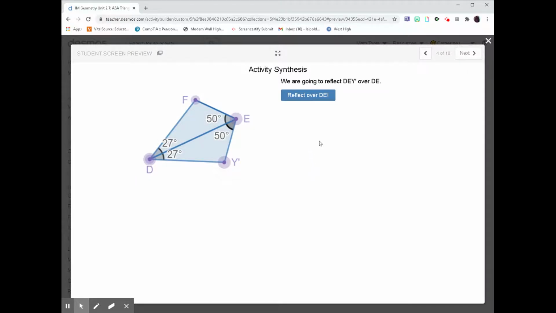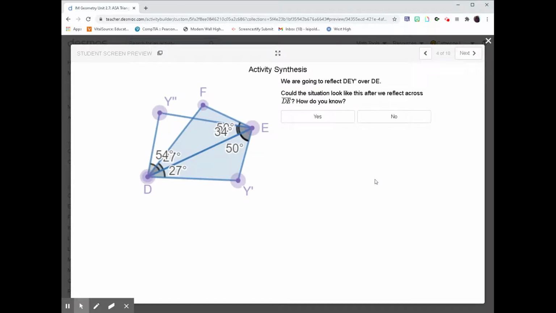Now here is something kind of interesting. We want to reflect DEY prime over DE. Before I do that, how should it line up? Okay, here we go. Could the situation look like this after we reflect across DE? What do you think? And how do you know? Should it do this? The answer is no, it shouldn't. It shouldn't because we know that when we do the reflection, DE is the perpendicular bisector between F and Y prime, and these two would actually be the reflection of each other. So that's why it really doesn't work this way. It could work in doing something else, but not a reflection.